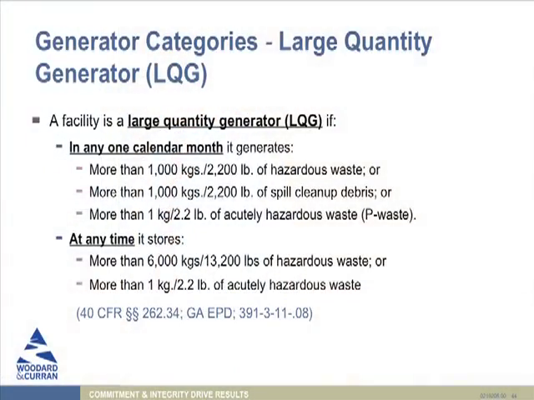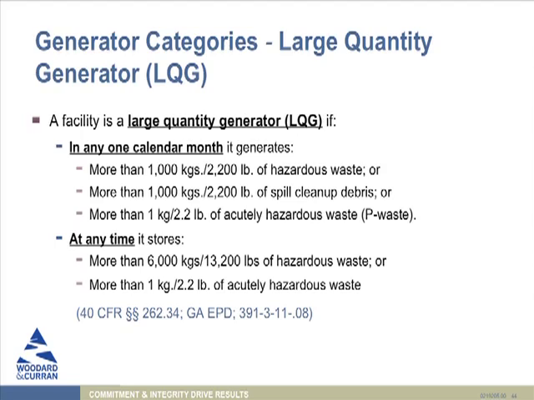So what I want to do is quickly review the different types of categories and what makes you fall into each of the different categories. You will be a large quantity generator if in 1 month, any 1 month, you generate more than 1,000 kilograms of hazardous waste. You may have more than 1,000 kilograms of spill cleanup debris, or, this is another key issue, you have more than 1 kilogram of acutely hazardous, that P-listed waste. If the campus generates more than any of those thresholds for any 1 month, then you bump up and you're in a large quantity generator status.